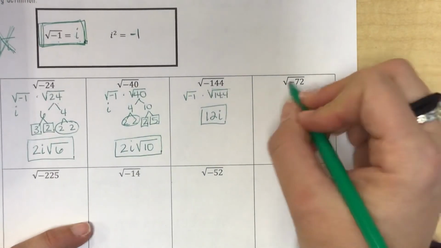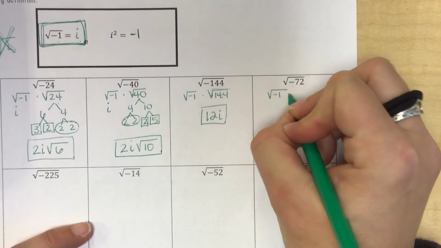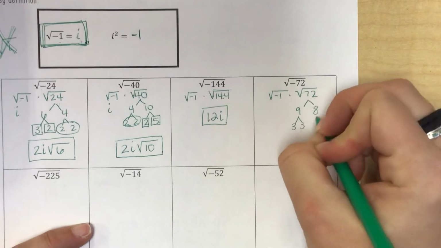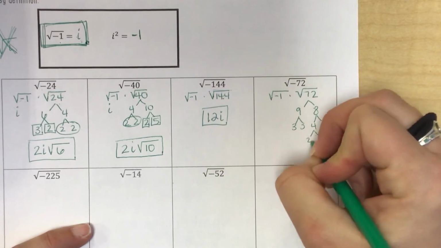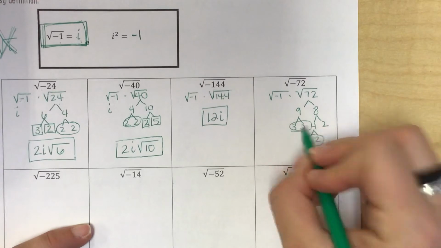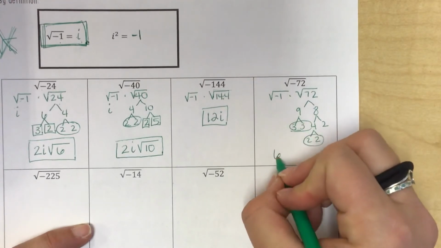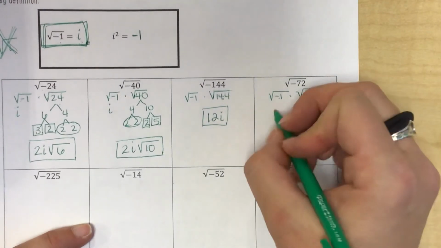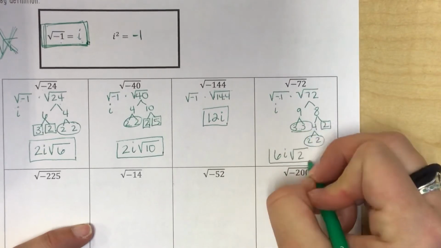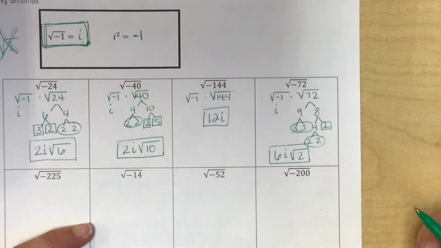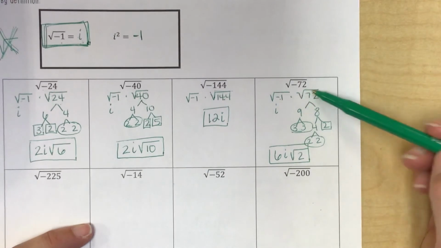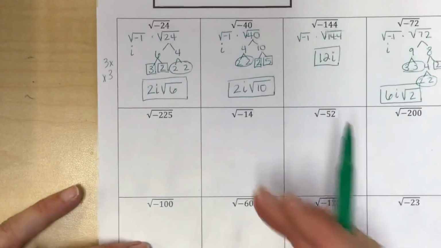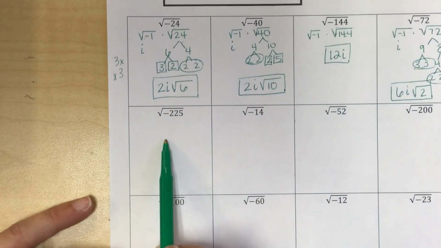All right, negative 72. So break this up into negative 1 and 72. Let's do 9 and 8. So we've got a pair of 3's here and a pair of 2's. So 2 times 3 gives me 6 on the outside. I have a 2 left over, so that goes on the inside. And then the square root of negative 1 is i, so I put that in there. So 6i radical 2. Again, basically you're just simplifying the square root of 72 and then tacking on that i.